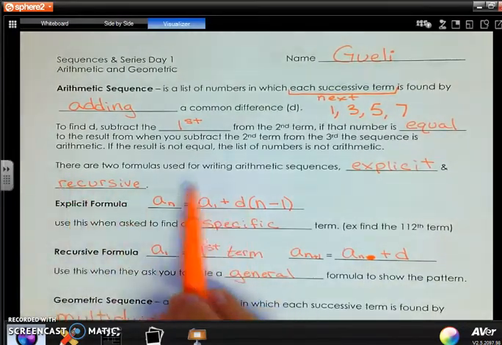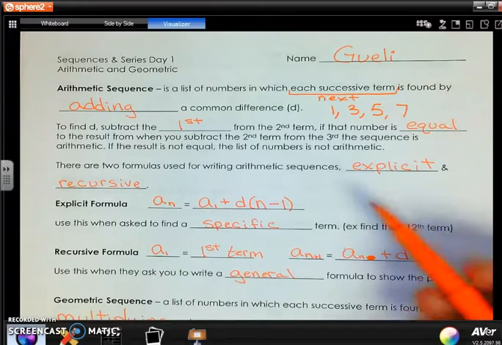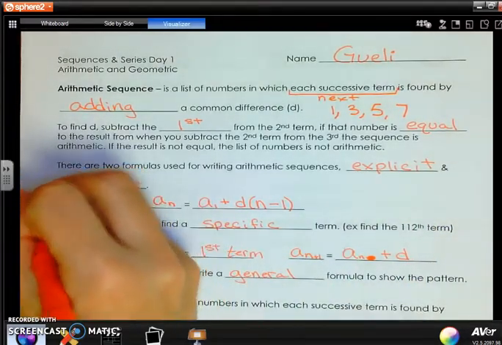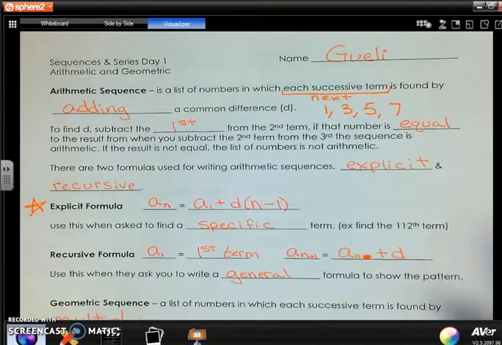There are two formulas that we're going to use primarily with the arithmetic sequences, and you will get a formula chart for this test. So one of the formulas you're going to have to use is the explicit, and the other is called the recursive. Now, I would put a big star next to the explicit formula. That's the one that you are going to use most of the time. So when in doubt, try to use that explicit formula.